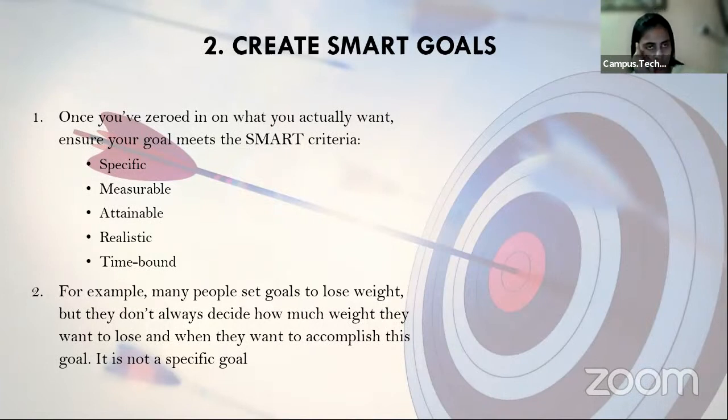Second, make your goals measurable. At least at some point of time, you should measure how much you have actually achieved. If your goal is measurable, there will be a checkpoint at any point along the way, and that is very important to measure your progress. Third point says attainable.